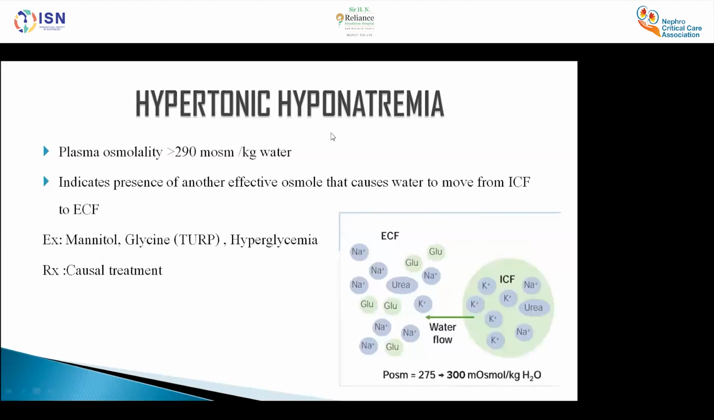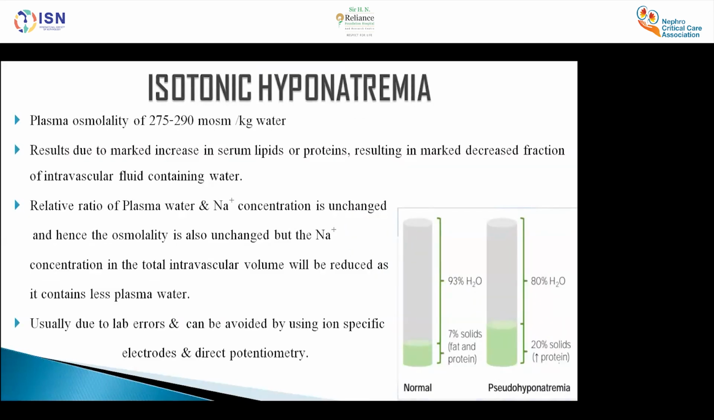So, isotonic hyponatremia. Isotonic hyponatremia is defined when the plasma osmolality is in the isotonic range, that is the normal range 275 to 290, and it is usually due to a marked increase in the serum lipid and/or protein, which leads to a decrease in the relative percentage of water. But the concentration of water and sodium is equal, leading to isotonicity. But as the relative concentration of water is reduced, it leads to relative hyponatremia. So, as the proportion of water and sodium in serum is normal, it is called isotonic. But due to relative decrease in sodium concentration in the total body water, the patient depicts hyponatremia. It can also occur due to lab errors, and it can be avoided using specific ion electrodes and direct potentiometry.